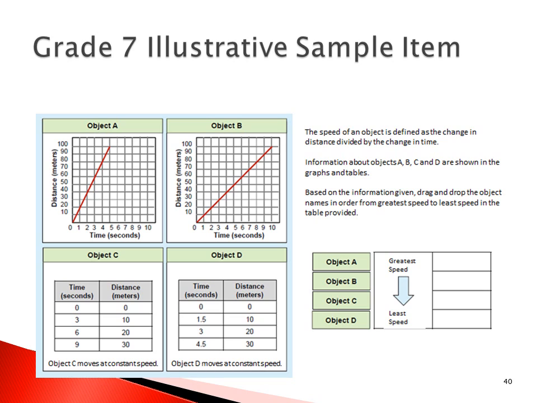Here's another 7th grade math sample item, and this is again asking students to drag and drop, and they're being asked to look at 4 different charts or tables and interpret that information in order to be able to rank these objects from the greatest speed to the least speed.